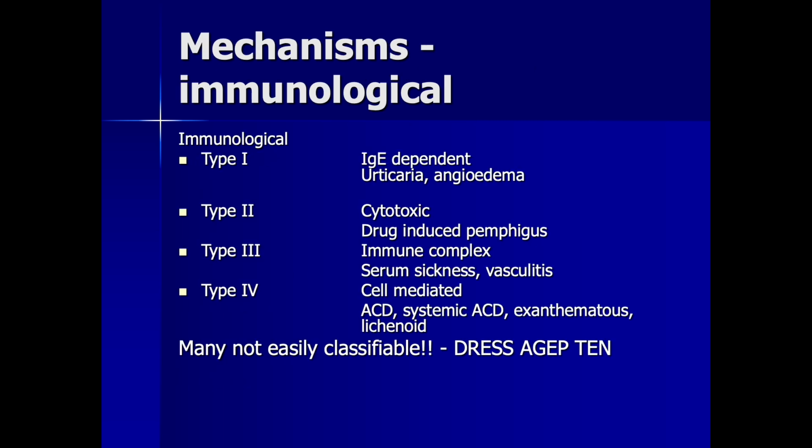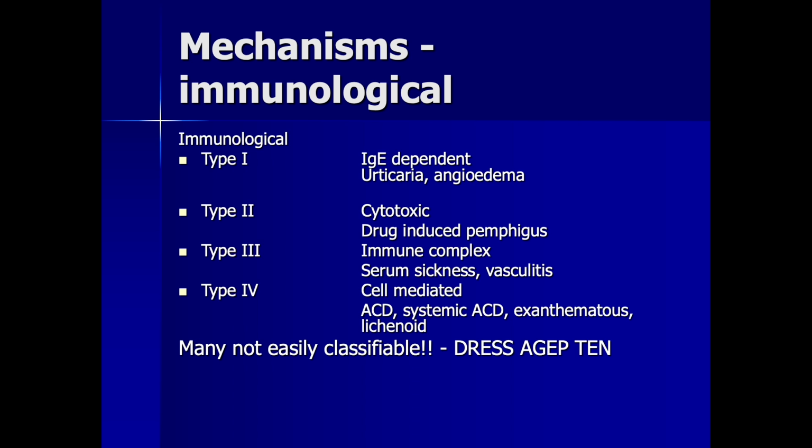So what are the mechanisms for drug reactions? Well, some are immunological, but for many, it's very difficult to classify exactly what kind of immunological reaction it is. But we can see type 1 immediate hypersensitivity reactions. So these produce urticaria, angioedema, and even anaphylaxis. And they tend to be caused principally by proteins. Type 2 are cytotoxic reactions. Well, an example of this would be drug-induced pemphigus.